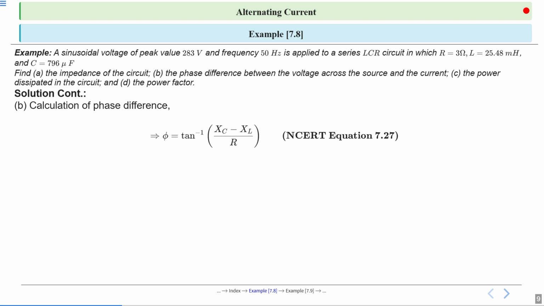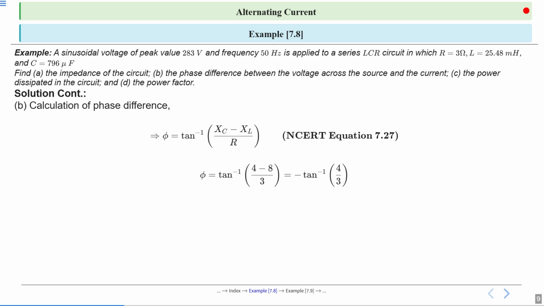So NCERT equation 7.27, phi is equal to tan inverse of (4 minus 8) upon 3, which is equal to tan inverse of minus 4 by 3. The tan inverse function will take the minus sign out of its argument, so minus comes out of the angle part. Or if you are going to solve it by using tan phi equal to XC minus XL upon R, tan phi will be equal to minus 4 by 3.